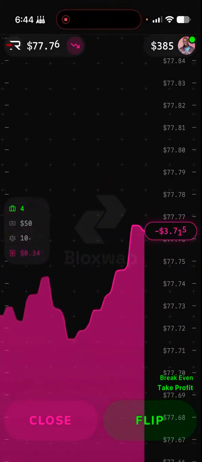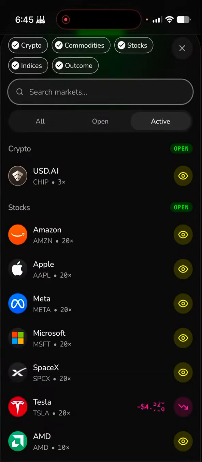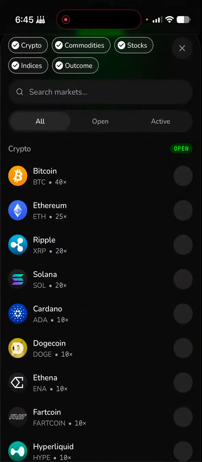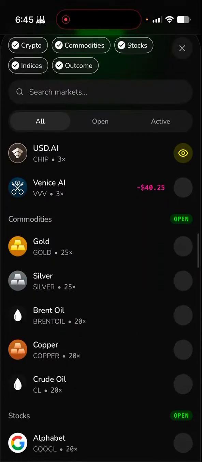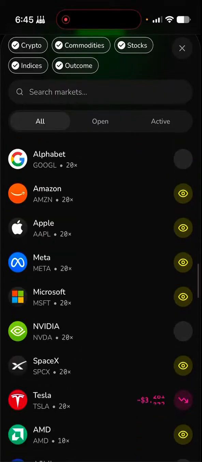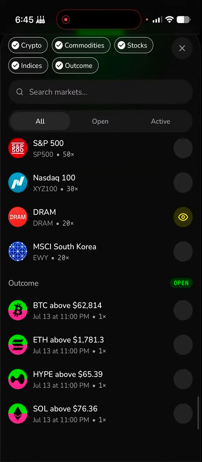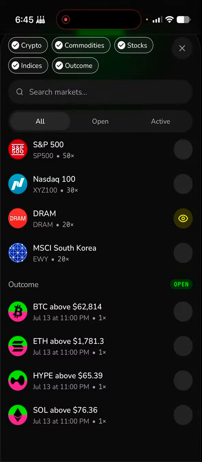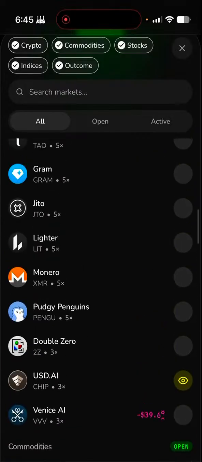So this is BlockSwap. It is the easiest way to trade, and we support a bunch of different assets. Let me go to all. So we support trading crypto, a lot of the majors, gold, silver, copper, oil. We also support a lot of the big stocks, and we also have support for indices and outcome markets. Now, all of these are powered by Hyperliquid, which has the deepest liquidity for decentralized finance, and so we've got tons of assets that users can look into and trade.